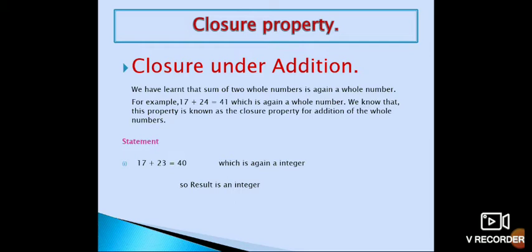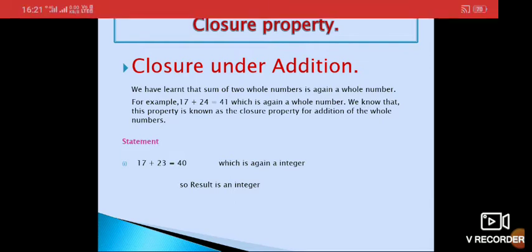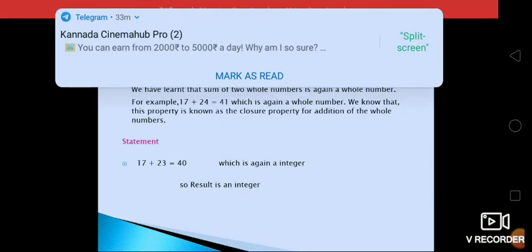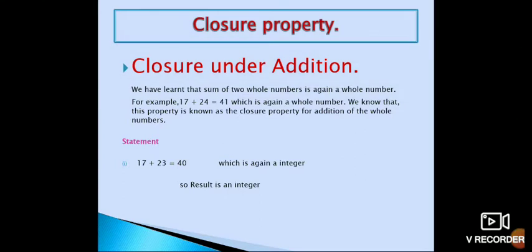Closure under addition. We have learned that the sum of two whole numbers is again a whole number. For example, 17 plus 24 is equal to 41, which is again a whole number. This property is known as the closure property for addition of whole numbers. Similarly, we have to test the closure property under addition for integers.